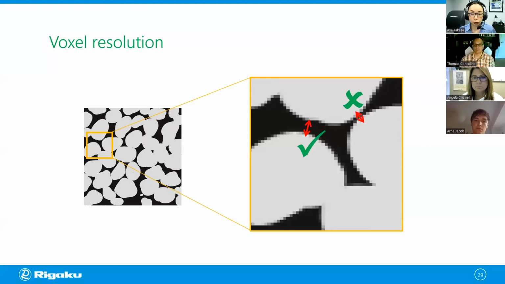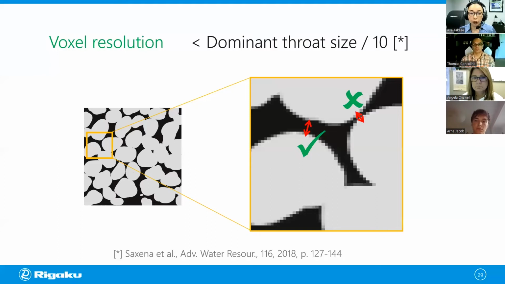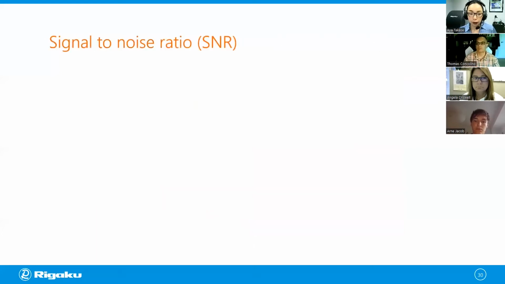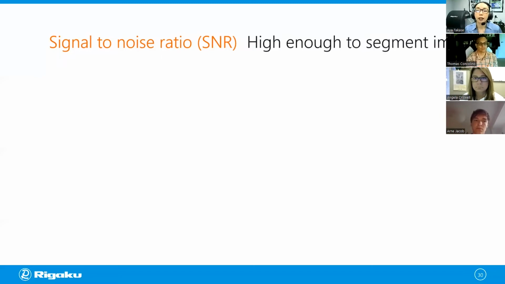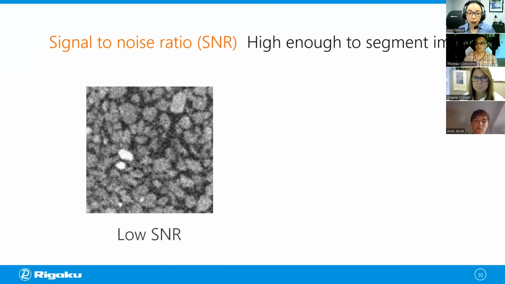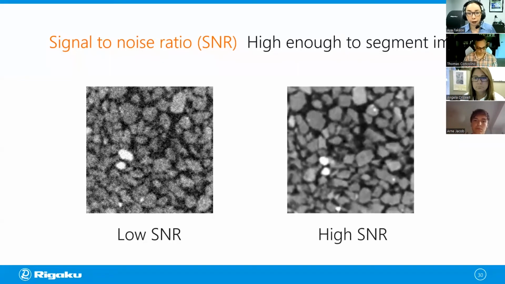So for the resolution, the good rule to keep in mind is that the voxel resolution needs to be 1/10 of a dominant throat size. And again, this is coming from empirical data in a study of multiple data sets. Okay. So that's for the resolution. The last one is the signal to noise ratio. This one is in a way tricky, but actually an easy one to make a judgment about. This needs to be high enough to segment the image, meaning this is too low of a signal to noise ratio data, and this one is a high SNR data.